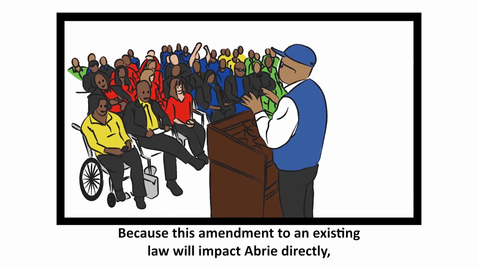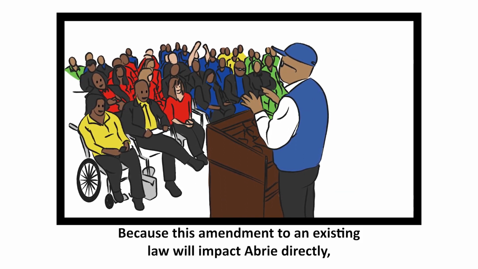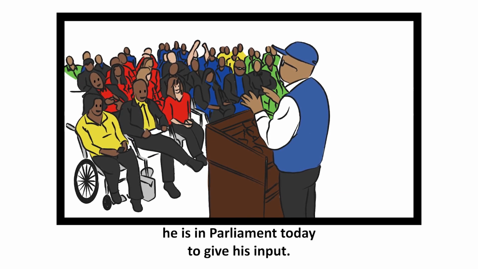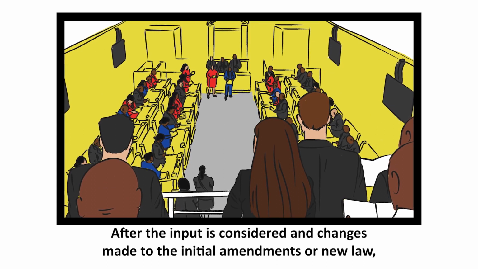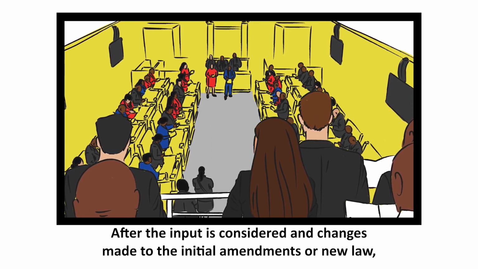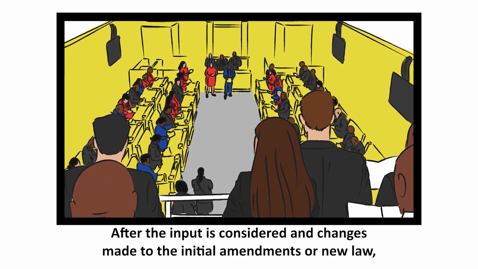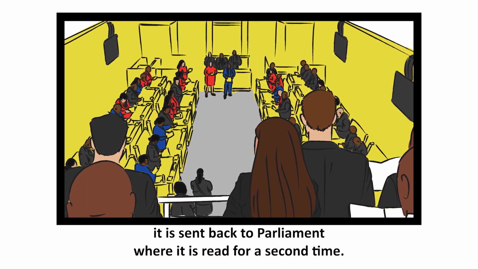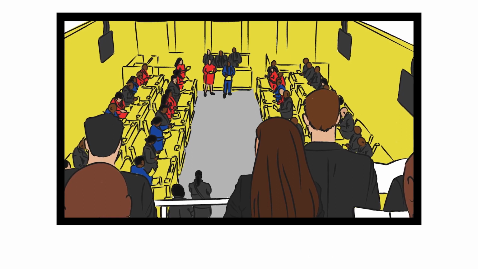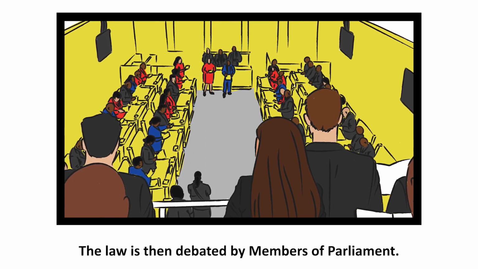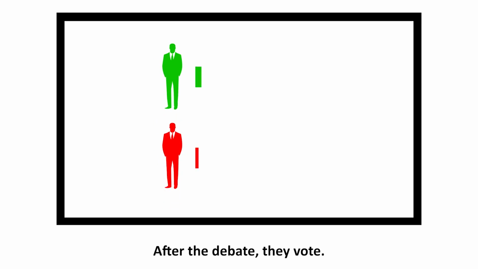Because this amendment to an existing law will impact Aubrey directly, he is in Parliament today to give his input. After the input is considered and changes made to the initial amendments or new law, it is sent back to Parliament, where it is read for a second time. The law is then debated by members of Parliament. After the debate, they vote.